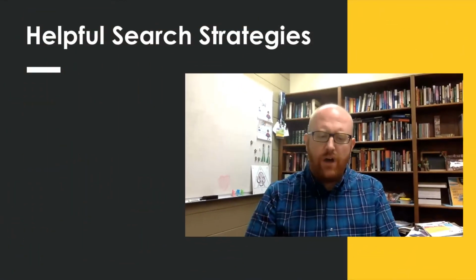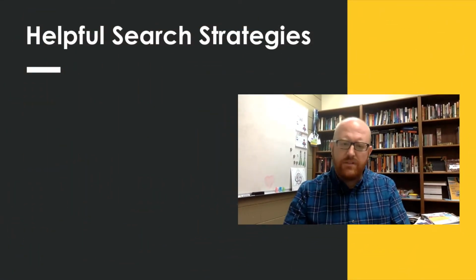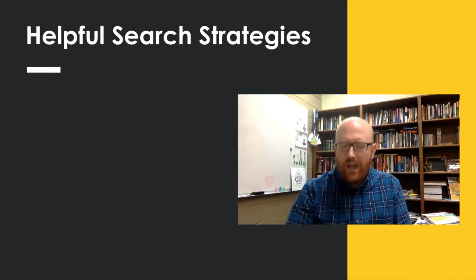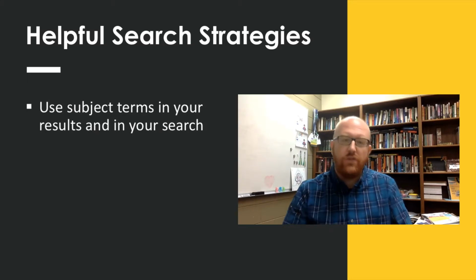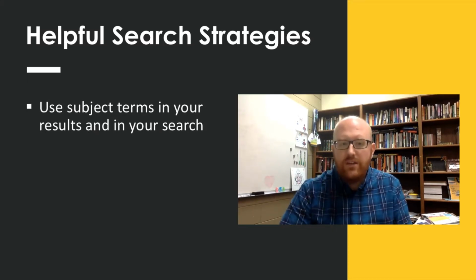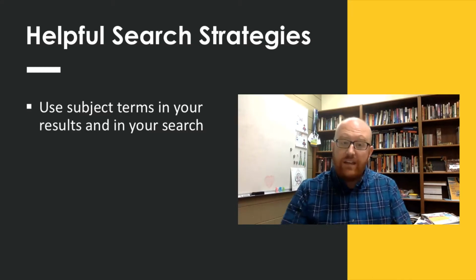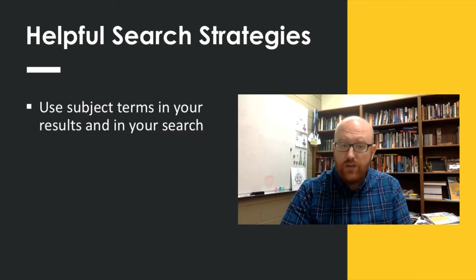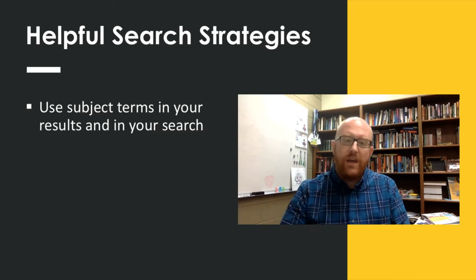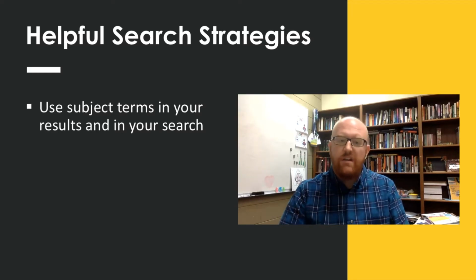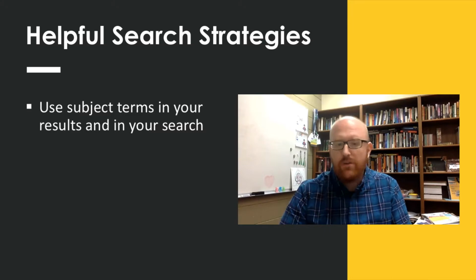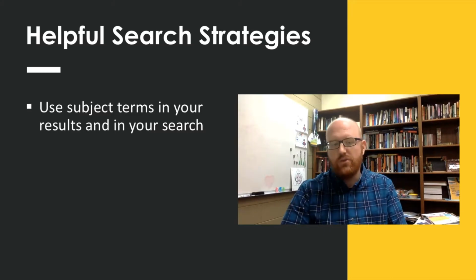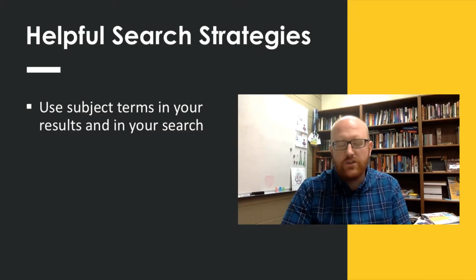So let me give you three tips generally that might help you in that process. The first one is using subject terms. So you can use subject terms in your results and in your search in general to zero in on resources that are particularly related to your topic or the issue or keyword that you're searching.